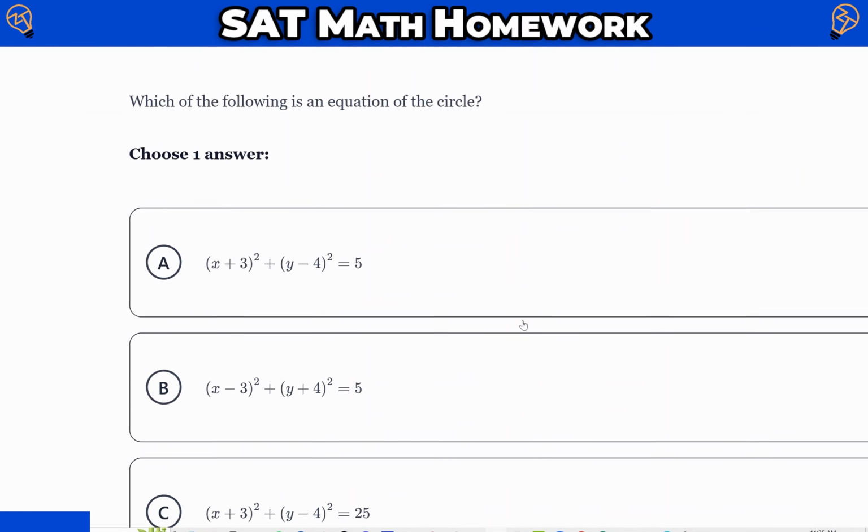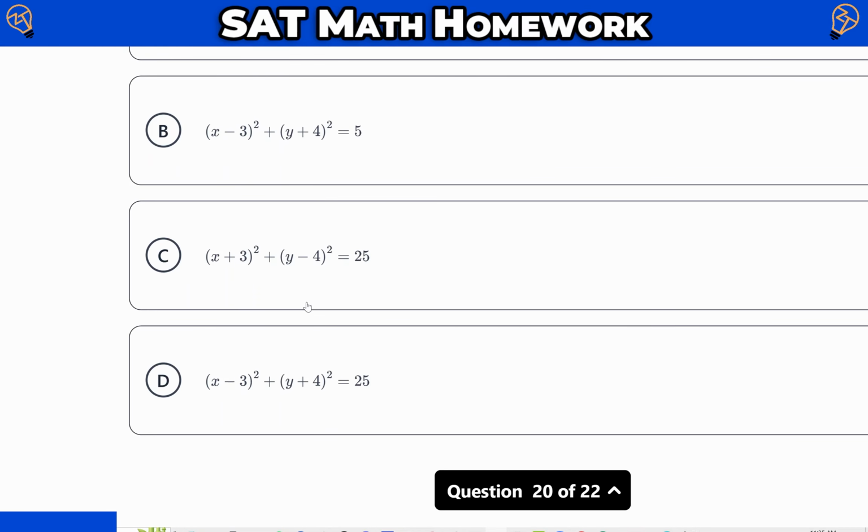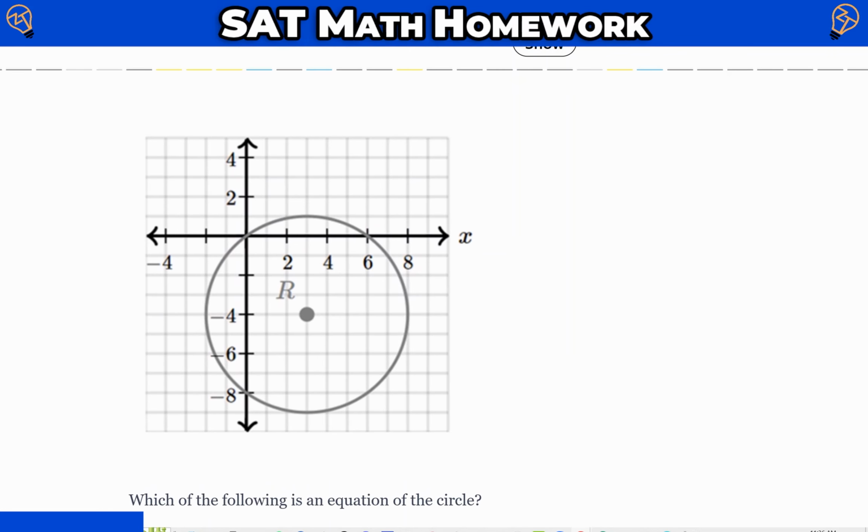And notice for the answer format, they all are in the same format, which is the standard equation of a circle. So we need to know how the standard equation is constructed. So it is the quantity of x minus h squared plus the quantity of y minus k squared equals r squared. So the two characteristics that matter when discussing a circle are the center and the radius.